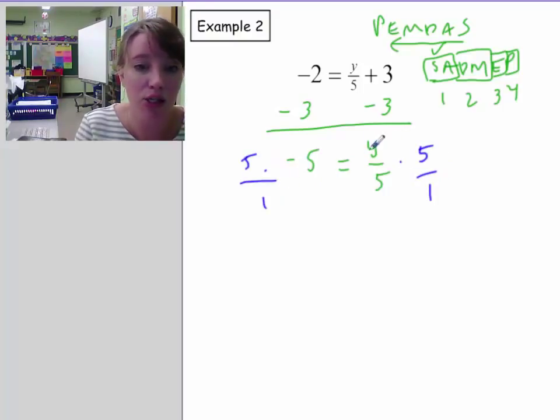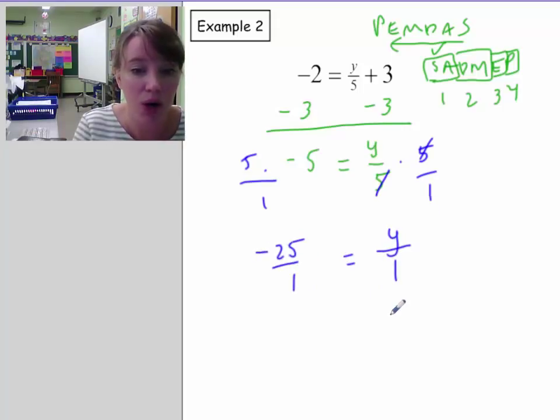Okay, and that gets you, these are going to cancel, and you have y divided by 1, like this, is equal to negative 25 over 1. Well, that's just y is equal to negative 25.